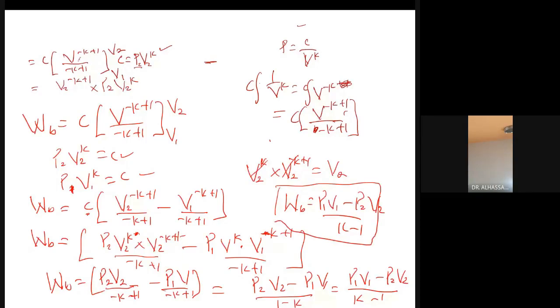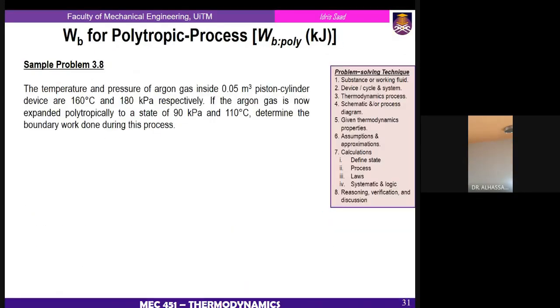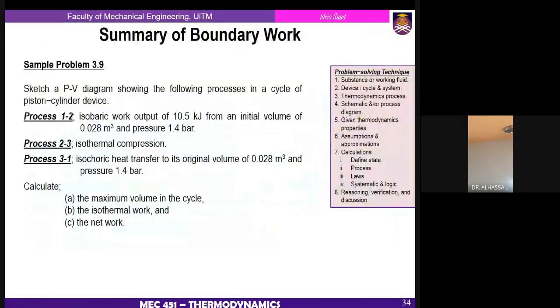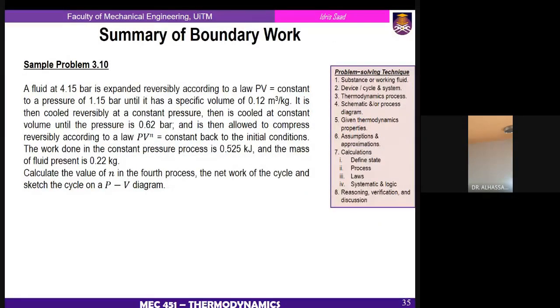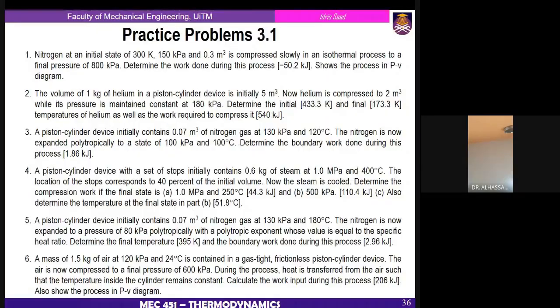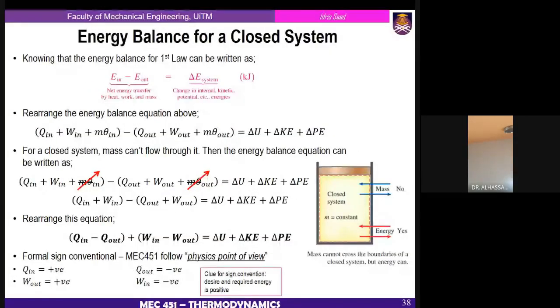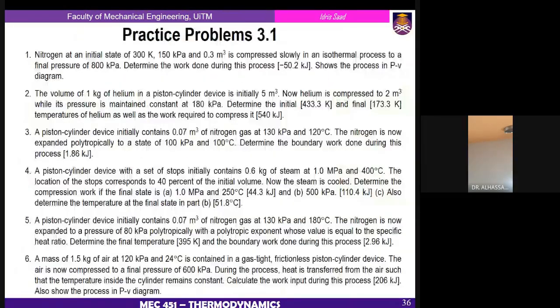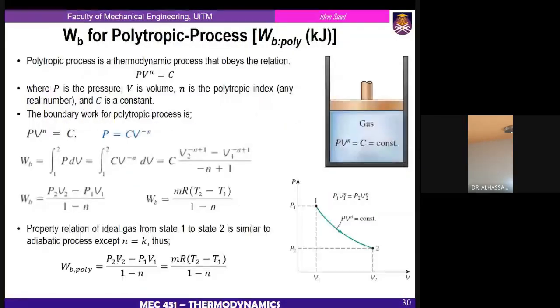Whereas for the isothermal case, it is P1 V1 log of V2 divided by V1. Okay. We will be stopping very soon, so this will be the last part. And then next week, we will look at some solutions, and we will start with energy balance for closed systems. Okay, so let me complete this part for the boundary work.